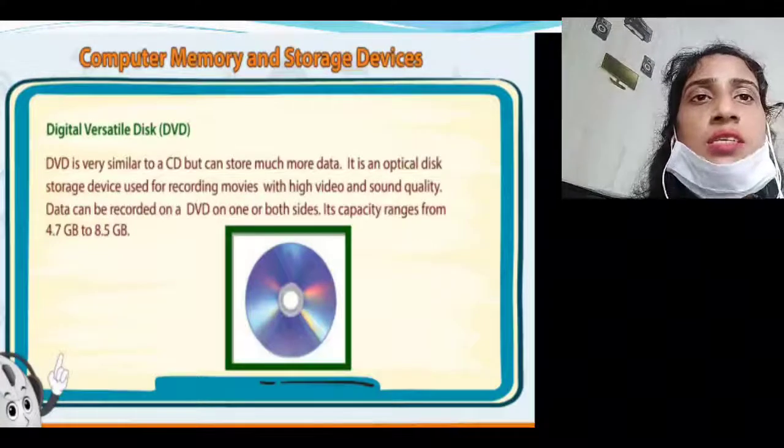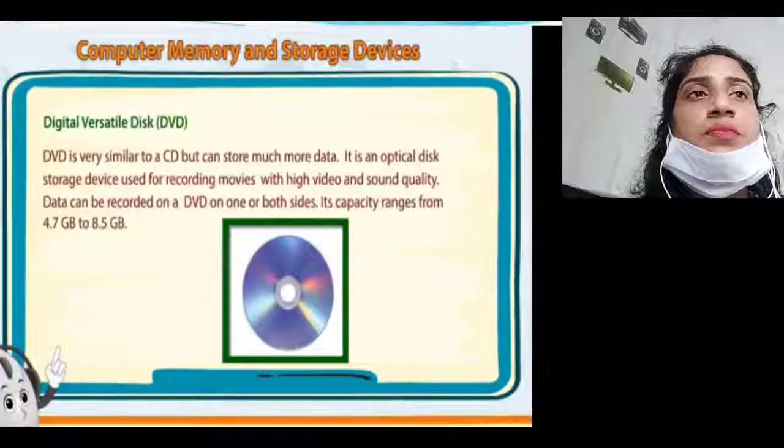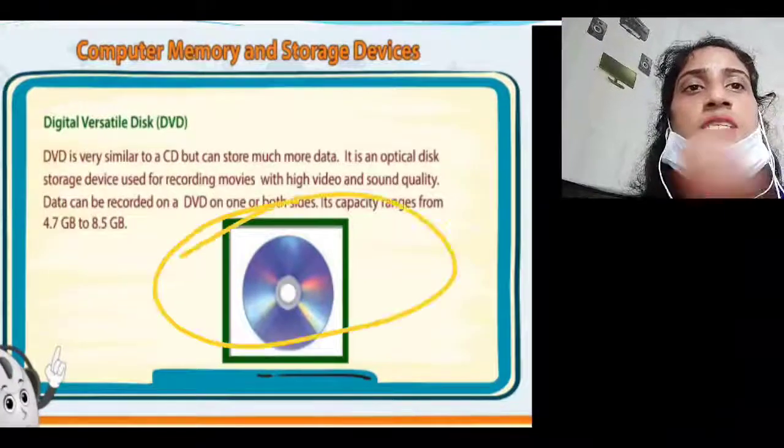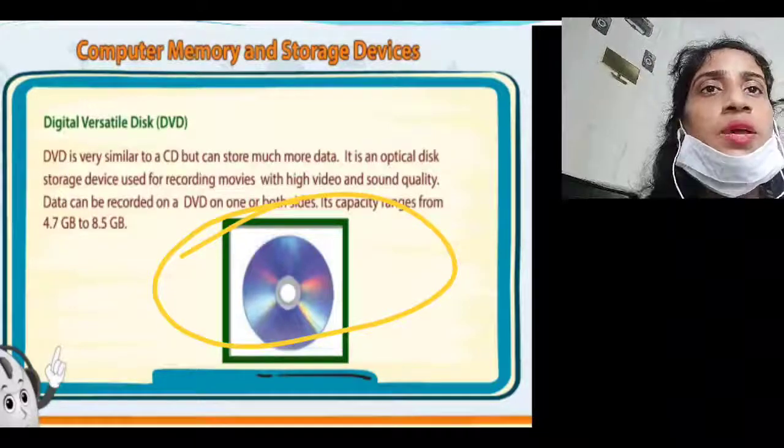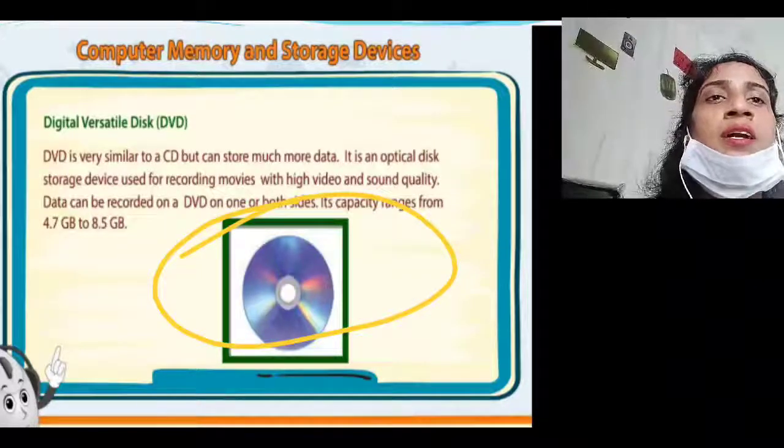Have you seen this image? This is the DVD. You can write or record on both sides.